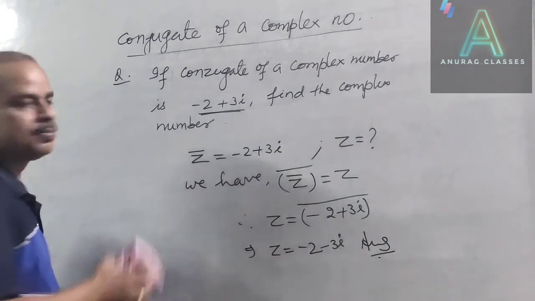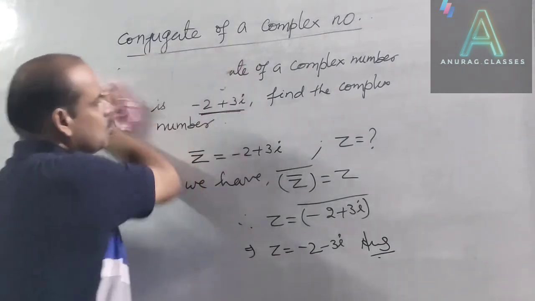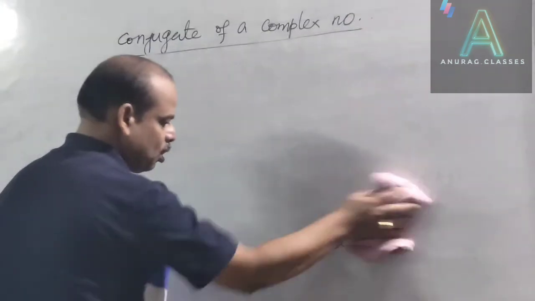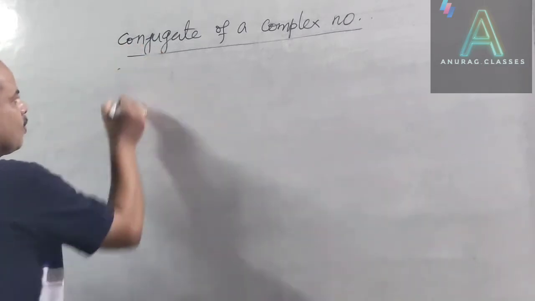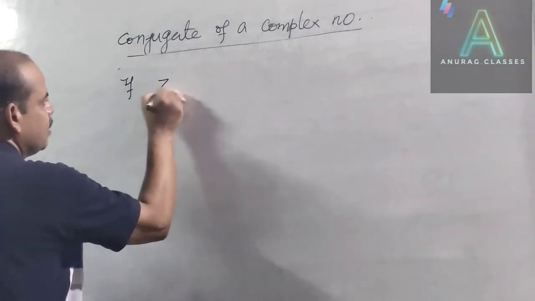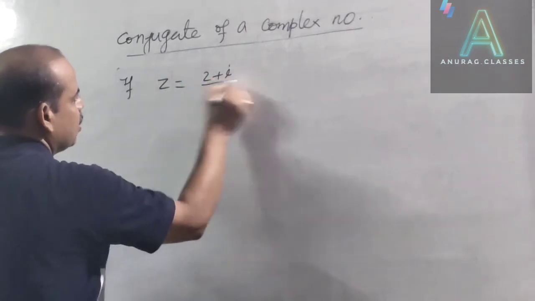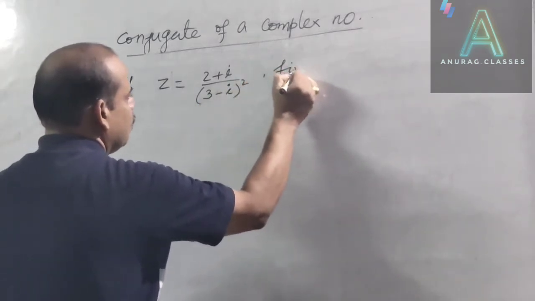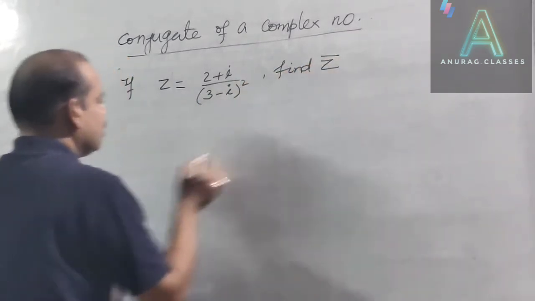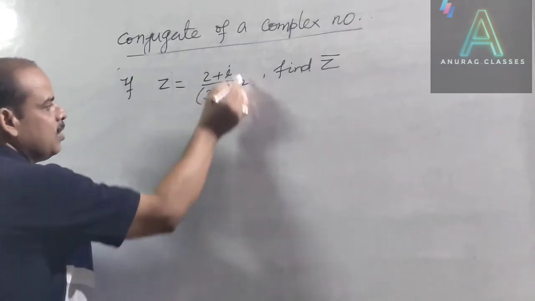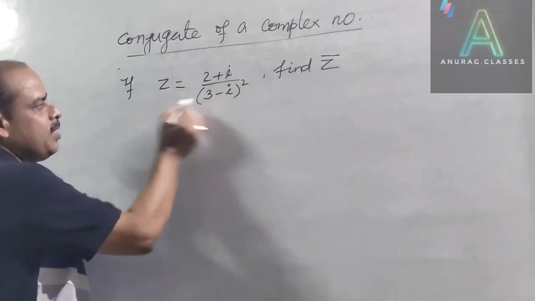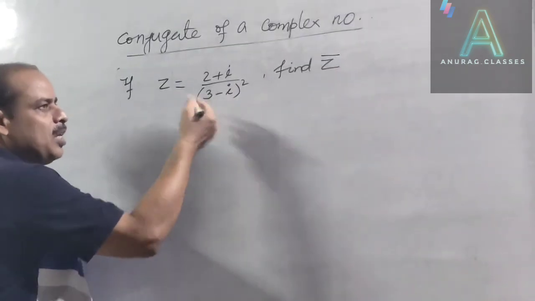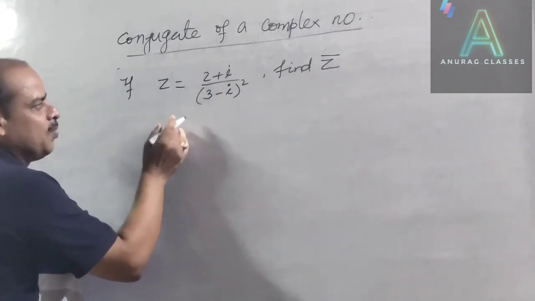Have you understood? Okay. So let us move to one more example. Then we will discuss upon modulus of complex number. If z is equal to 2 plus iota by 3 minus iota whole square, find conjugate of z. So what will we have to do in this question? Here you can see that z is not in the form of x plus iy. So our first task is to convert this complex number in the form of x plus iota y.